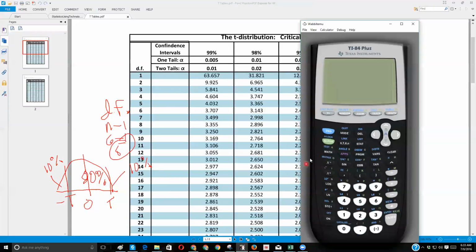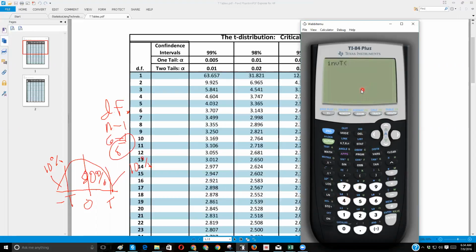Some of you have a graphing calculator, and I wanted to show you how to do it with a graphing calculator. You see the vars button and the distribution, just like we did normal CDF. You can do second, vars, and we want inverse t. Now the 83 won't have this, but the 84 and up does. So I'm going to choose option 4.